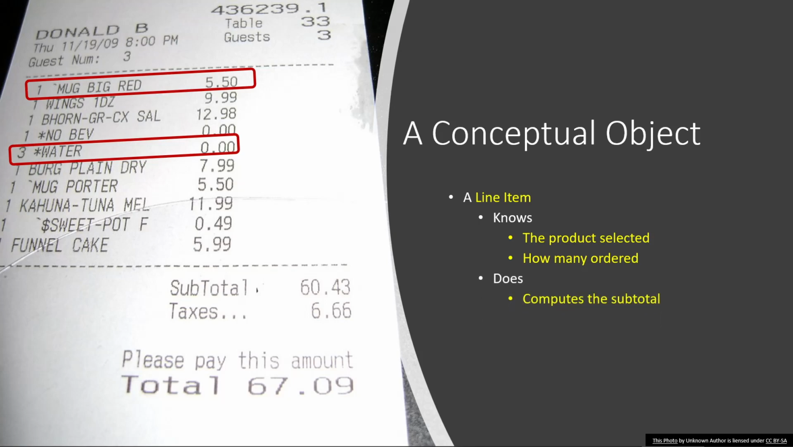And then there's things that a line item does, like compute the subtotal. So 1 times 5.50, 3 times 0. Not very difficult math, but it could be. It could be some complex functionality. And this is the bridge to communicate with the other product. This communicates with the product object that it stores, and it gets the price from that product object or other things that we might know, shipping weight or things like that.